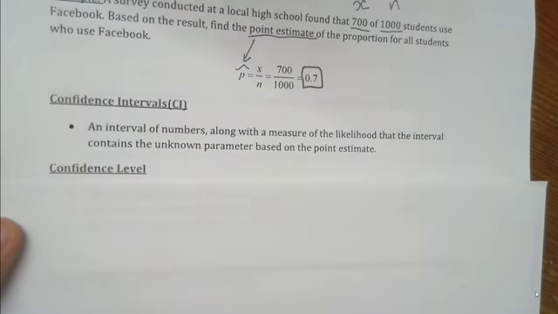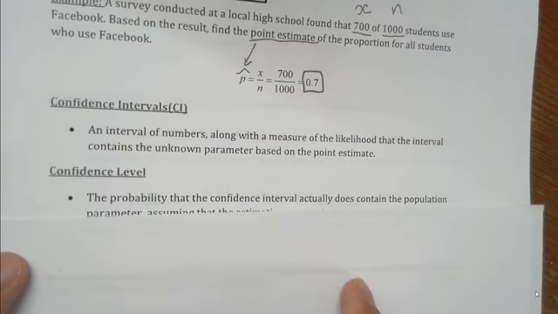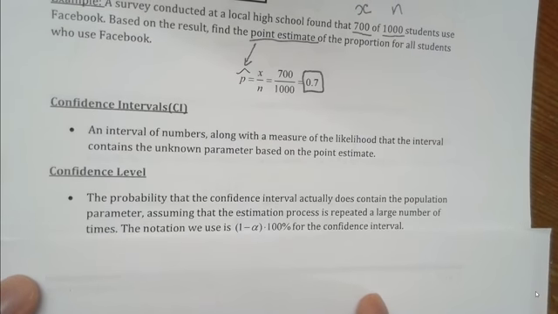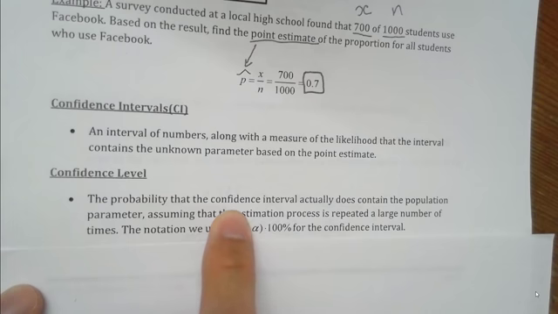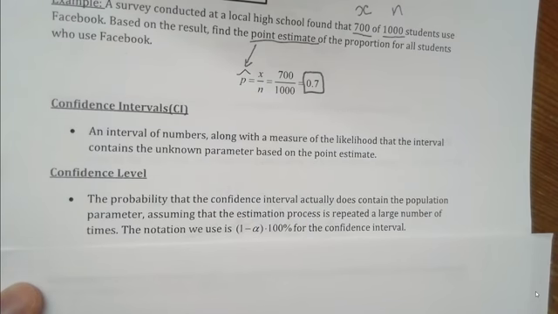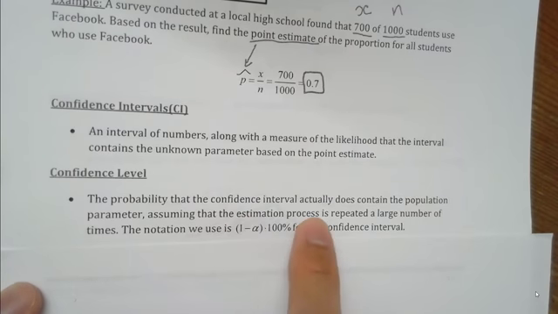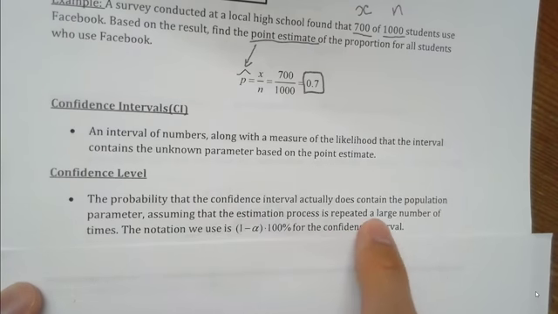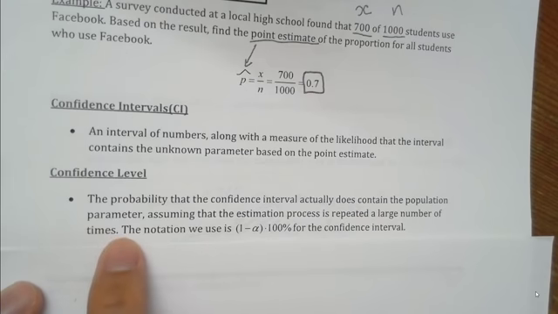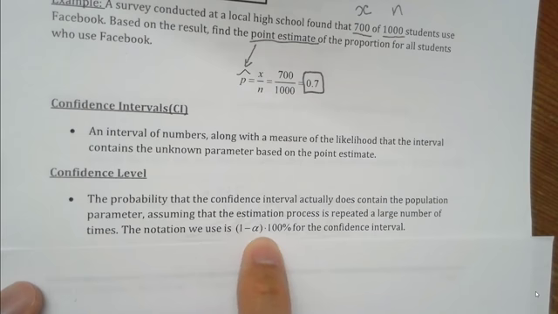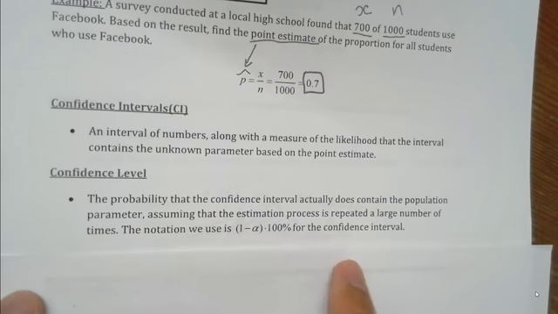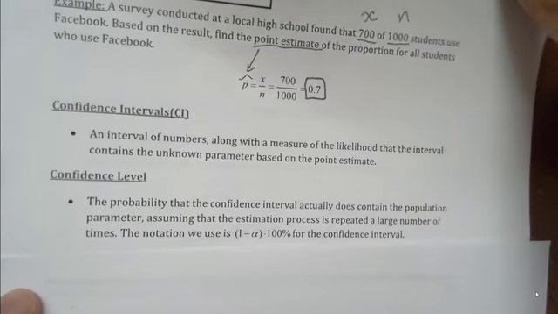Alright, another definition is confidence level. The confidence level is the probability that the confidence interval actually does contain the population parameter, assuming that the estimation process is repeated a large number of times, and we use the notation 1 minus alpha multiplied by 100% for the confidence level. And we'll talk about alpha on the next page.